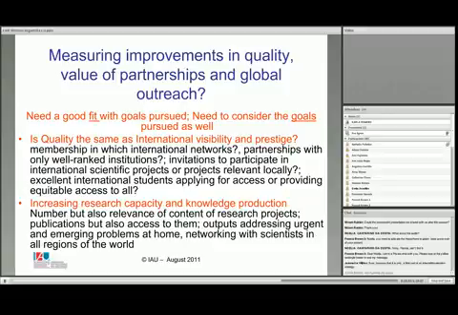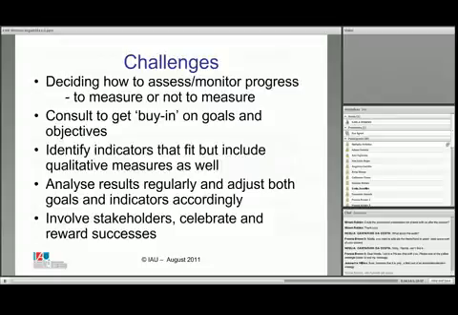Increasing research capacity and knowledge production, a rationale that was selected by many institutions. Yes, we can look at the number of research projects, but we also have to look at the relevance of the content. The number of publications is important, but also who has access to them and where they're accessible. The outputs need to address urgent and emerging problems globally, but at home as well. And again, networking with scientists should be as comprehensive, if you will, of all the regions of the world as possible.